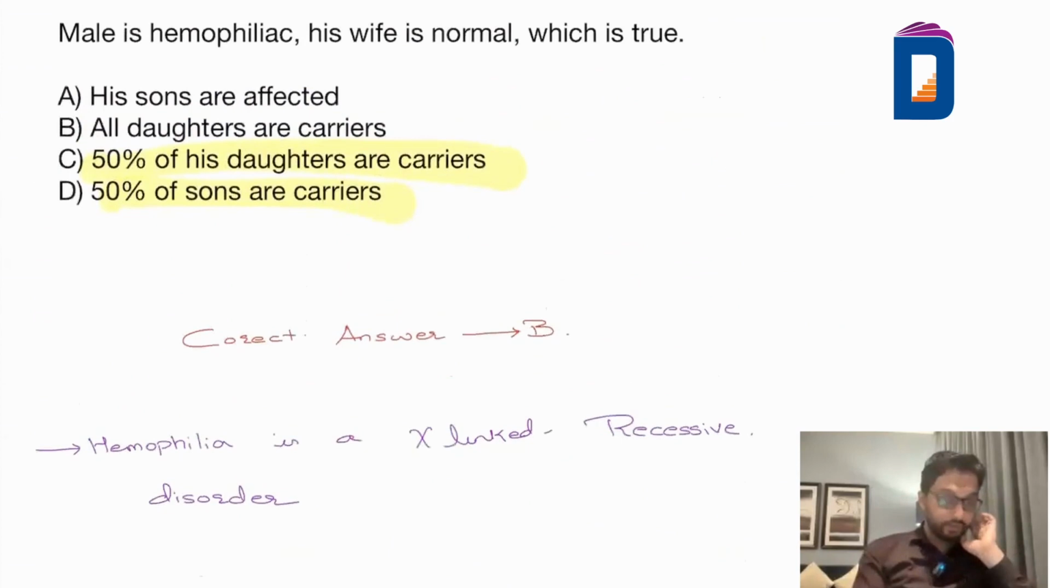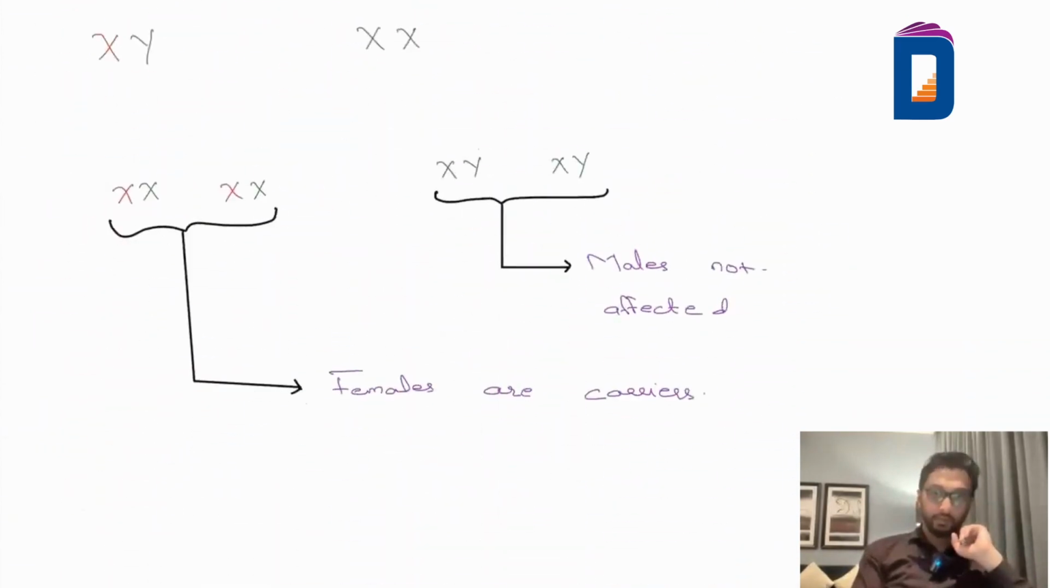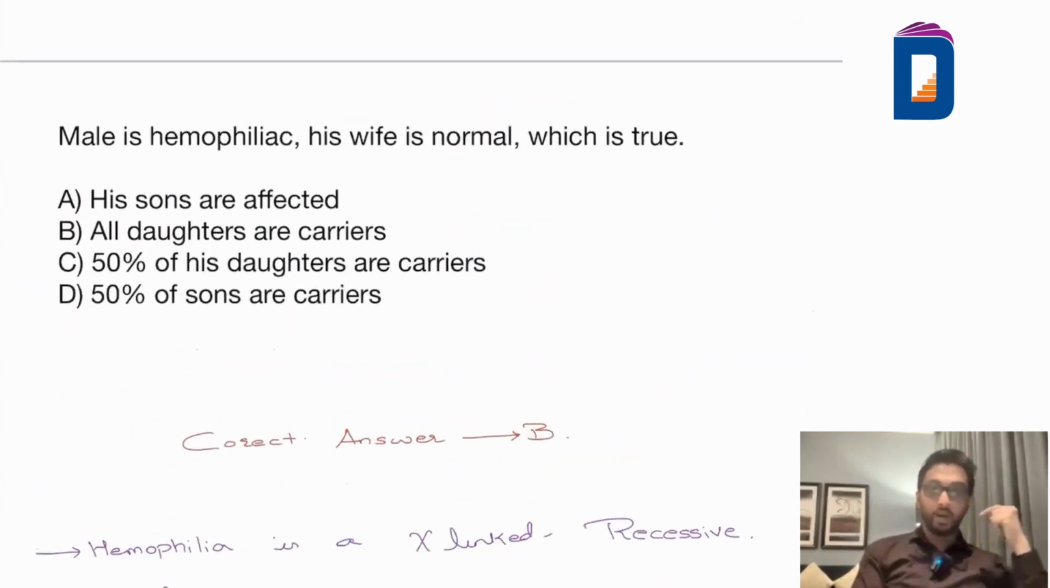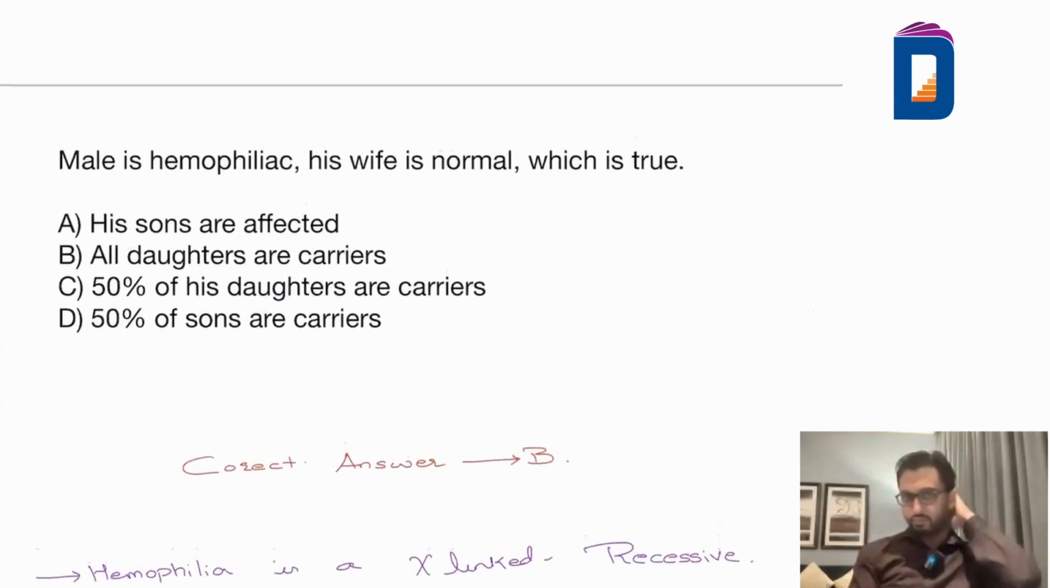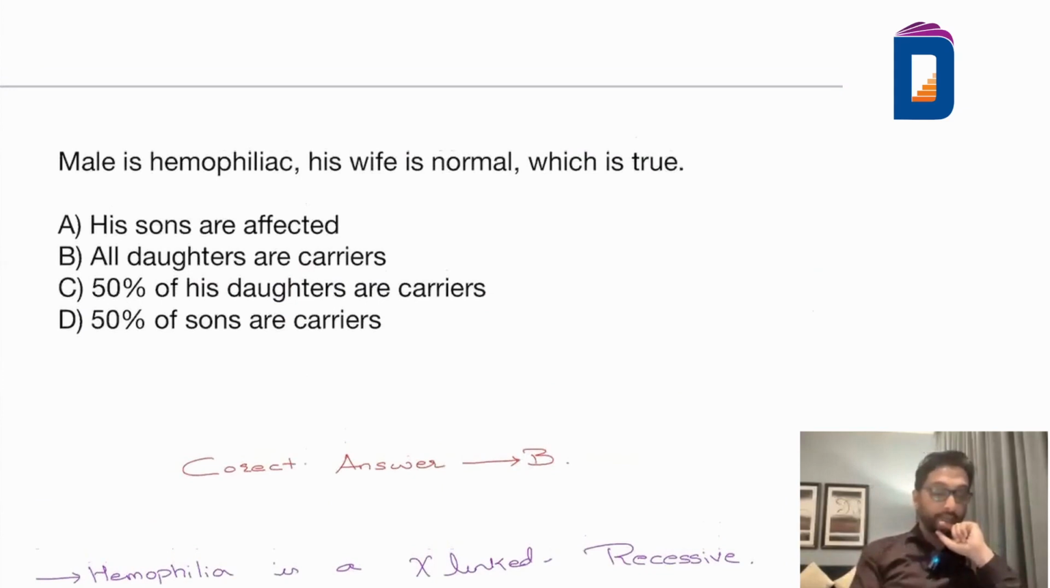Okay, this is where the pattern slightly changes. Saying male is hemophilic, his wife is normal. You have to write this and analyze it. Don't purely rely on your rule. Male is hemophilic, his wife is normal, autosomal recessive. You can put yourself in trouble by saying that sons are affected. Yes, correct, because in X-linked recessive, we'll say only males are affected. So this is correct. No, you just write it down and see, you'll get the other thing.